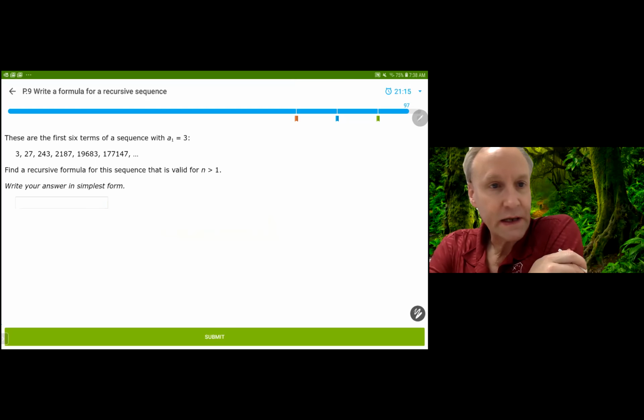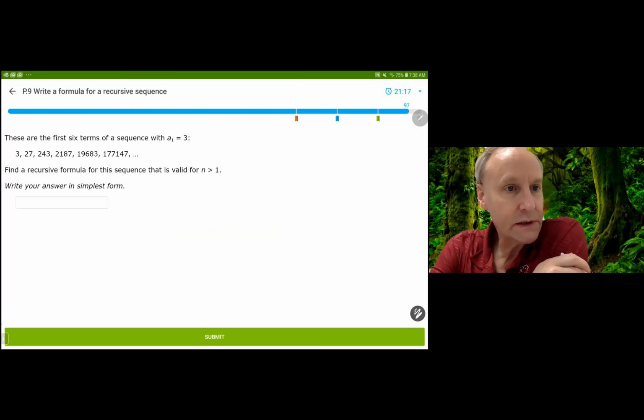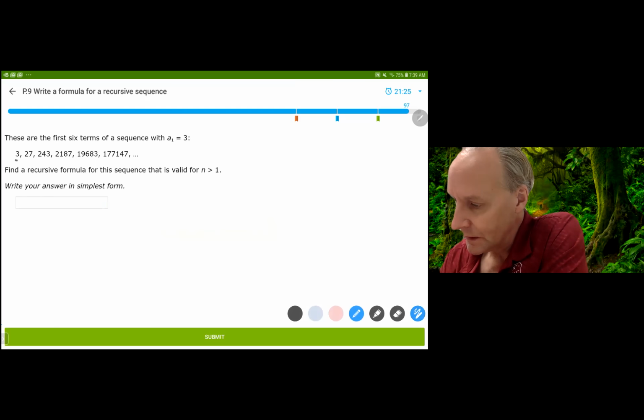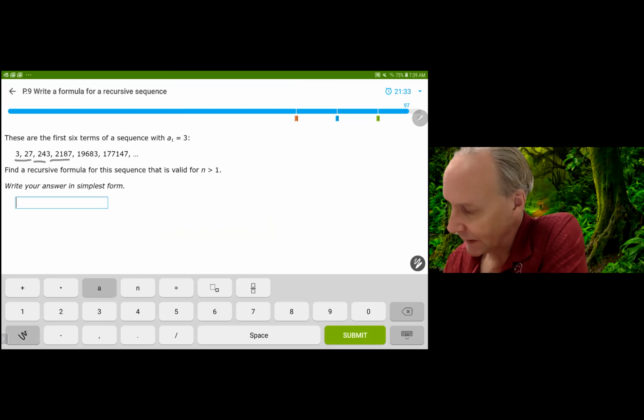And we've got times 3, times 3, times 3. No, not times 3, times 9. There it is. Times 9, times 9, times 9 every time. So we're multiplying by 9. 9 is our multiplier. We have a_n equals 9 times a_(n-1).